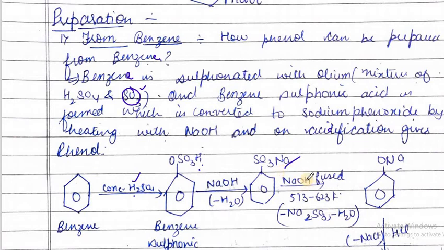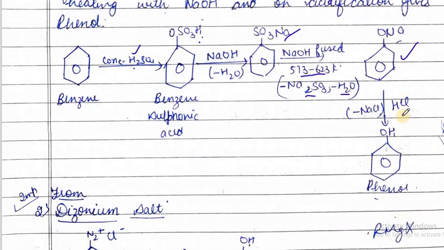And then again, when it is treated with sodium hydroxide at 573 to 623 Kelvin temperature, sodium sulfite is removed and water is removed, and we get sodium phenate. Then sodium phenate is treated with HCl, and phenol is formed.